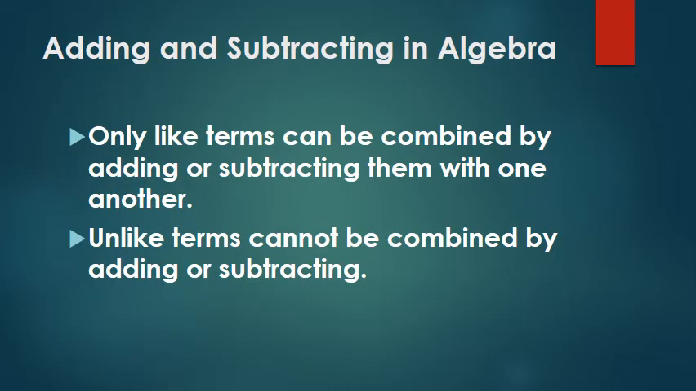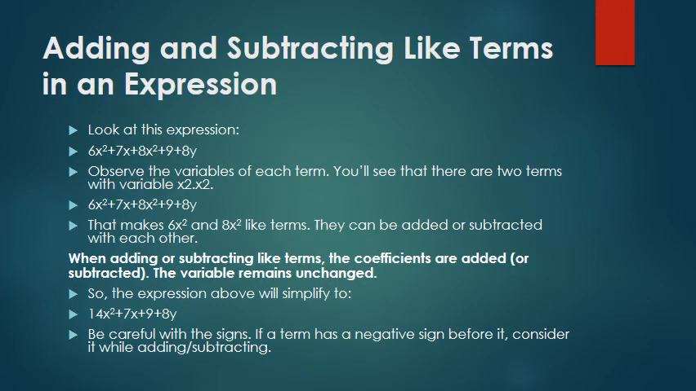Now, an important concept, that is adding and subtracting in algebra. Only like terms can be combined by adding and subtracting them with one another. Unlike terms cannot be combined, added or subtracted. Once we have understood like terms and unlike terms, we can easily add or subtract them. Adding and subtracting like terms in an expression.